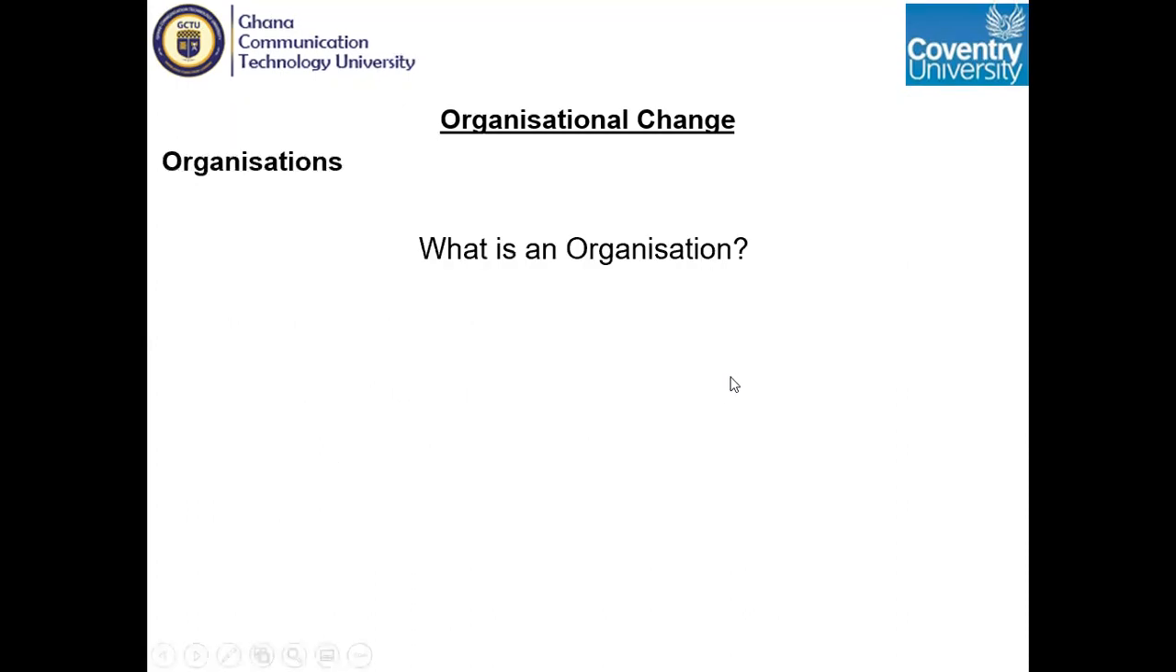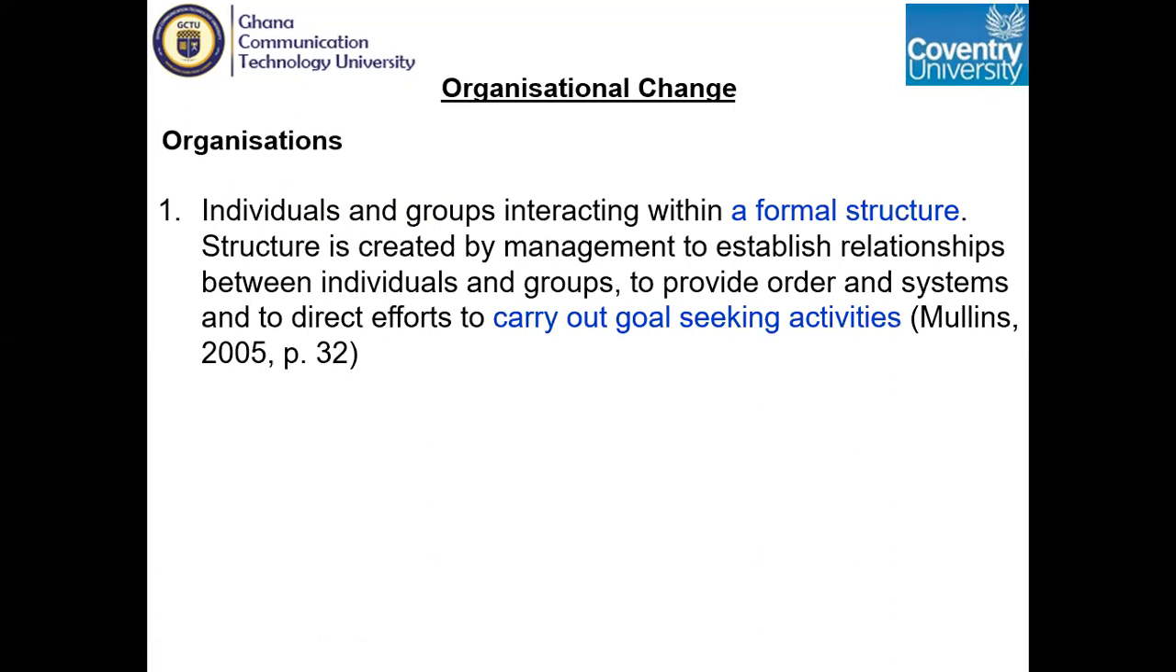So we are going to first of all look at what an organization is. So the word organization, what at all is it? Generally, there are several ways of looking at it. Mullins talks about a formal structure. So groups interacting within a formal structure created by management, and the whole idea is to carry out what we call goal-seeking activities. You want to achieve something. So people come together in a formal structure, working towards achieving that goal. And that's what one describes as an organization.